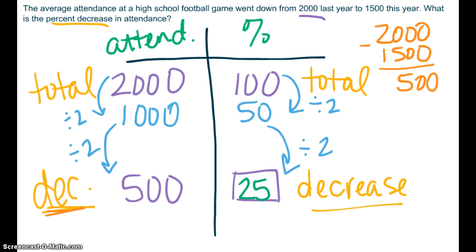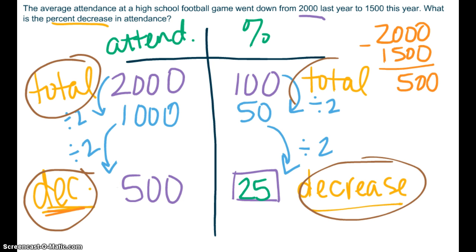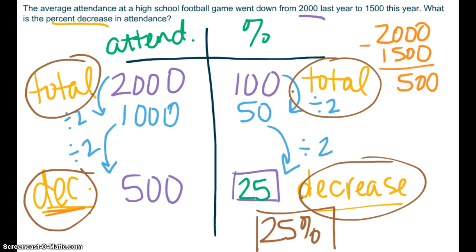Okay, pause and rewind as much as you need to. It's really important that when you set up these tables that you understand that your values on your left and right must match. Total to total, decrease to decrease. So the percent decrease is 25%. In other words, 25% fewer people attended the game.